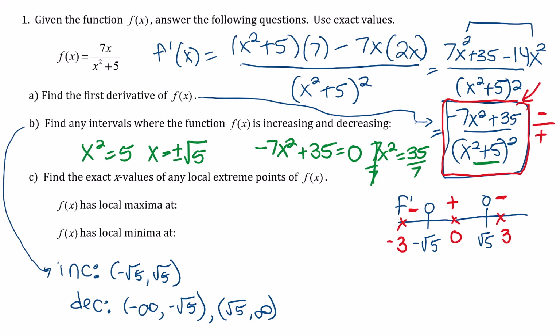And then it asks for the exact x values for the local extrema. Well, looking back at my sign pattern, I was decreasing here and then I'm increasing, so that would be a local minimum. And on this other side, I was increasing and then I was decreasing, so that would be a local maximum. It didn't ask us to find the points, it asked for the x values. So f of x has a local maximum at x equals square root of 5, and it has a local minimum at x equals negative square root of 5.